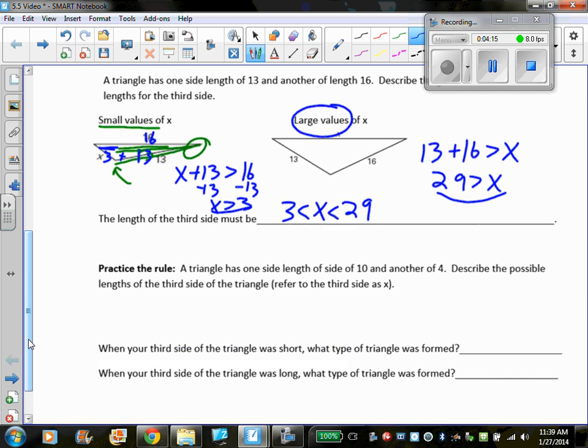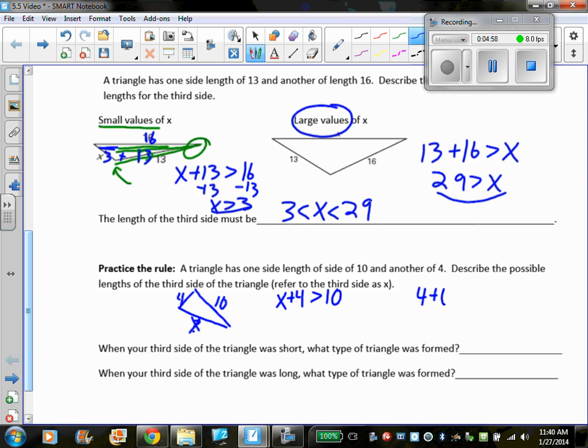So to get a little practice, if a triangle has one side with a length of 10 and another with a length of 4, we need the possible lengths of the third side, which we're going to call x. When your third side was short, what type of triangle was formed, and when it was long, what type of triangle was formed? We'll get to that soon. So, looking at the triangle, we have a side length of 4, a side length of 10, and then an unknown that we don't know yet. Remember, two cases to investigate. We want one case where x is being paired with the short side, and those two added together will have to be greater than 10, and we want the case where x is going to be the long side.